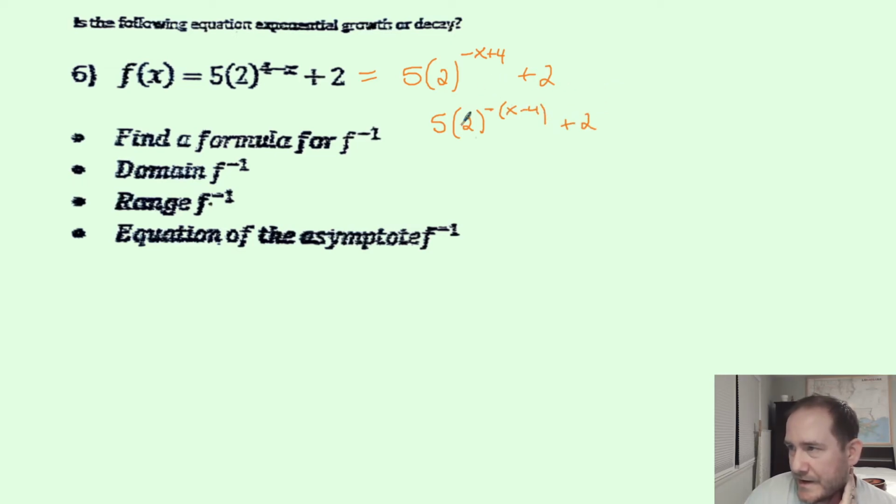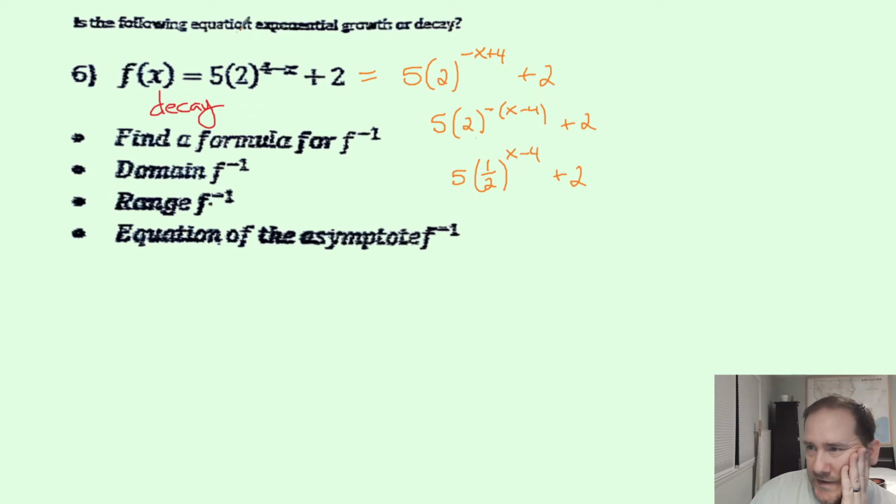Now I can apply the negative to the base. And I can see that my equation is actually 5 times the base of 1/2 to the x minus 4 plus 2. At which point I'm ready to answer, are we growth or are we decay? We are decay. Because our base is less than 1, now that we've factored out the negative and applied it to our base.